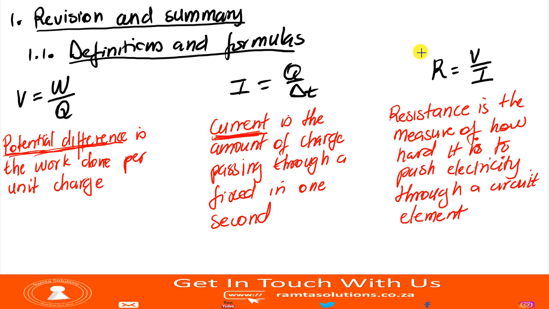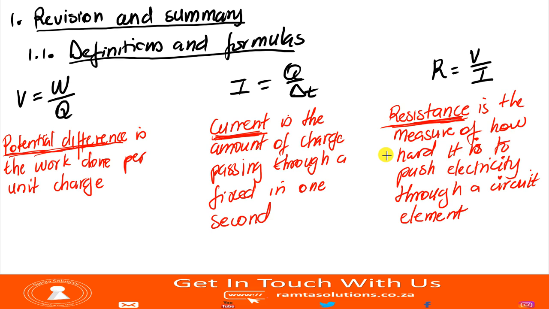Maybe add more information to this. Say it is the ratio of the potential difference across a resistor to the current in the resistor. But simply a ratio of the potential difference to the current in the circuit. You can call that your resistance. Otherwise, as for me, I prefer this one. It is the measure of how hard it is to push electricity through a circuit element.